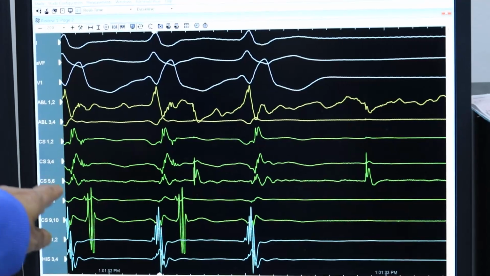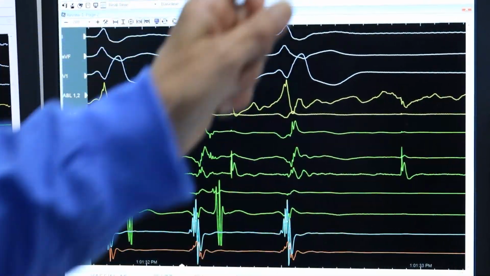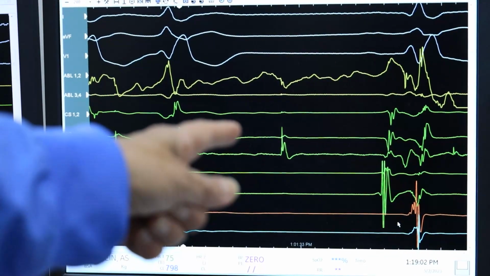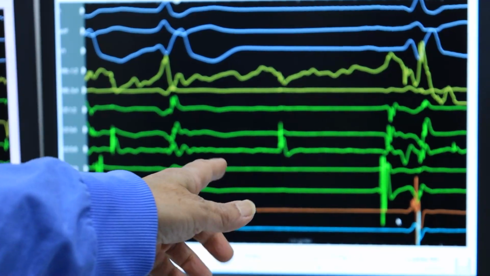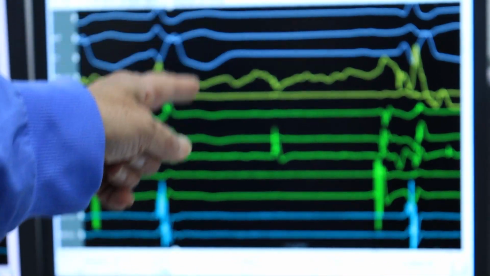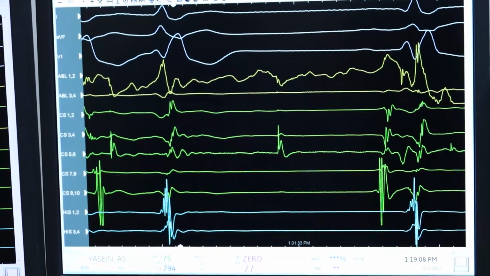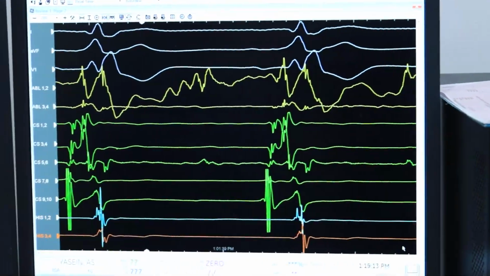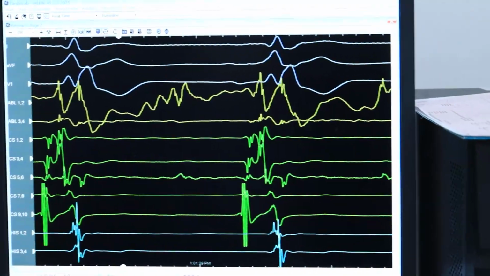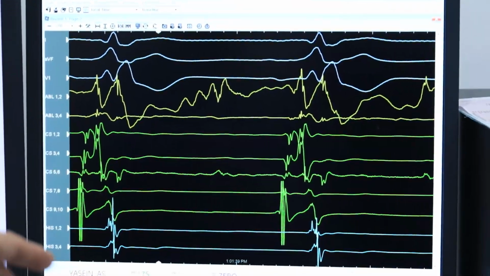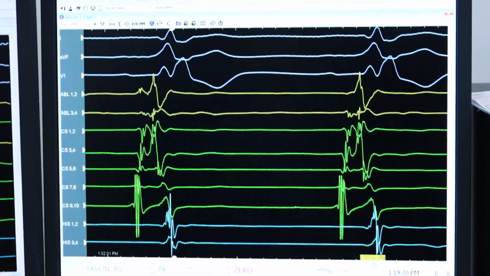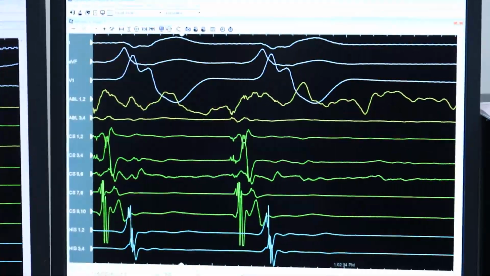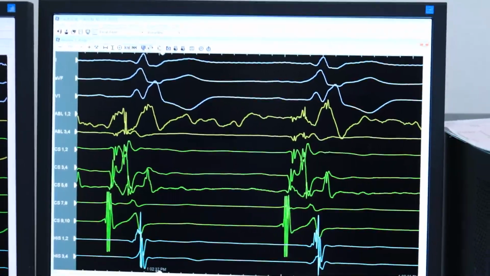Ablation here: you can see that immediately with the first ablation point there is VA block and normalization of the ECG with complete separation, underlying right bundle. The right bundle came because we were pushing the His catheter into the right ventricle. Then immediately the accessory pathway came back in the antegrade direction. We kept mapping. This is a premature beat, I don't care about it, until we got a very, very good signal.